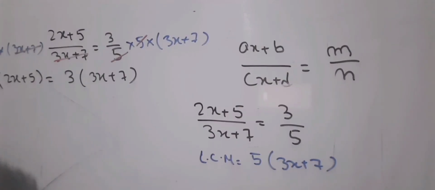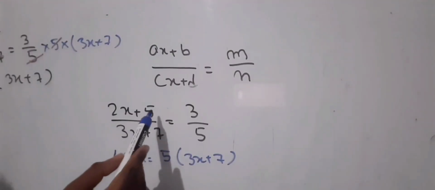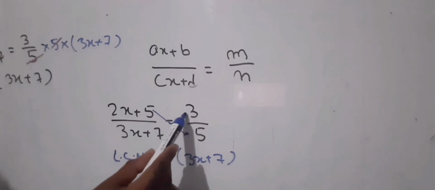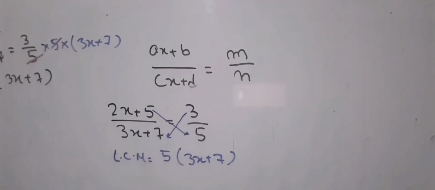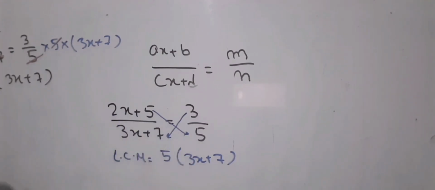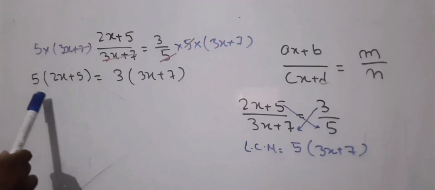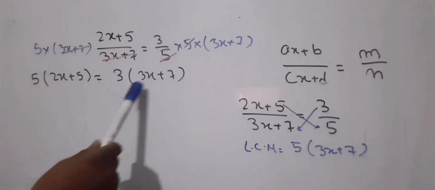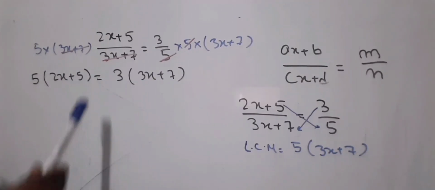Now if you ask how this is a cross method, this is the way to do a cross method. Cross means this will get multiplied with this one, and this one will get multiplied with this one. This is what cross means. So 2x plus 5 into 5, and 3x plus 7 into 3, this is what you have to multiply. Now you see 5 into 2x plus 5, 3 into 3x plus 7, the same thing we are getting.